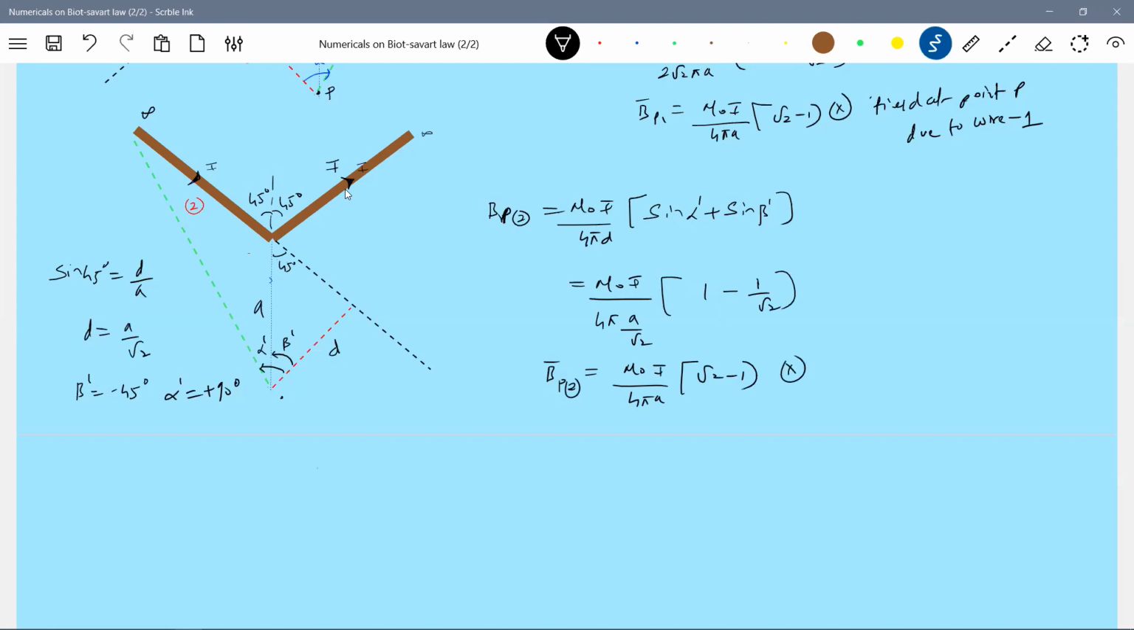So the net field at point P has to be found out. So BP1 and BP2, both are in the same sense, so I'm going to add them up. So the final answer will be mu naught I by 2 pi A times root 2 minus 1. I'll show the complete problem.